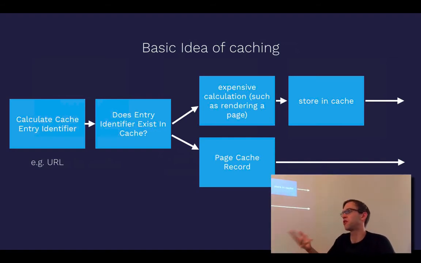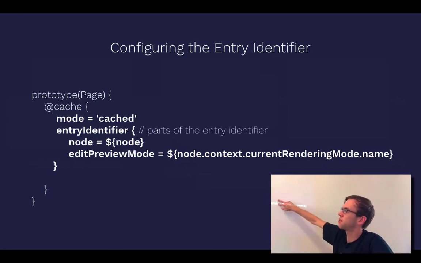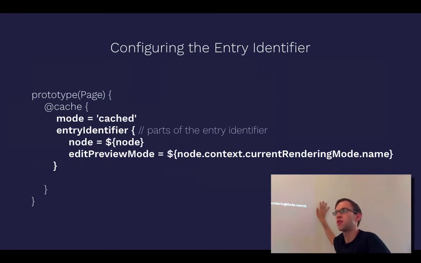So first, we need to define this entry identifier for the cache. That's the first part we need to think about, because we can do that very fine-grainedly. And this is done if you've set the mode cached, then you can specify the parts of the entry identifier. So this means that we put the edit preview mode in, whether we are in the backend, in the live mode, or in the raw content mode, for instance, and we put in the current node as an example. So when we switch the edit preview mode, we get different cache entries, if that makes sense for us. So we get different rendering.